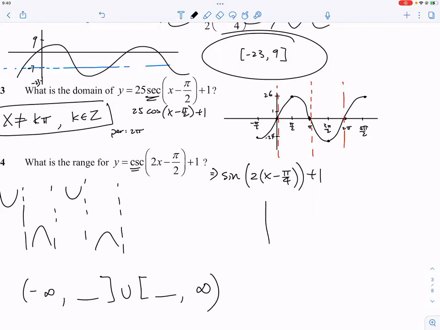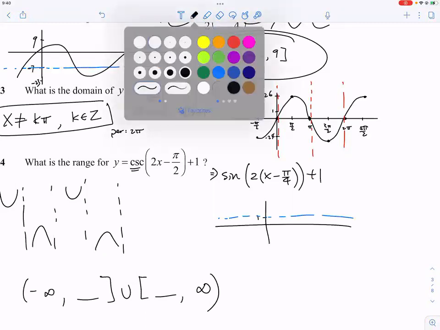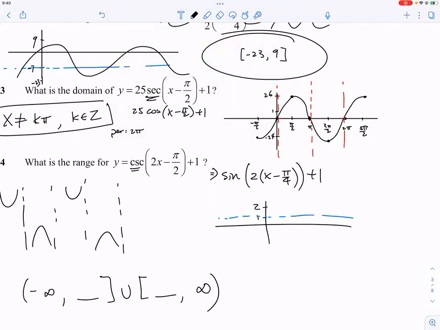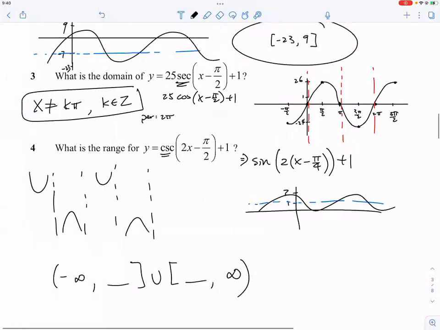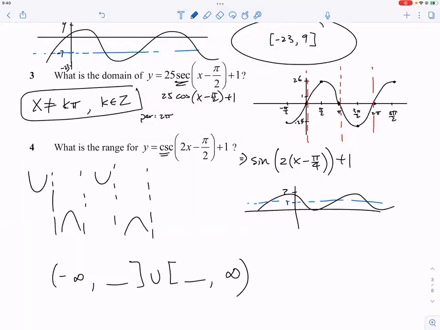So for the sine graph, we know the midline is 1, and the amplitude is also 1. So we go from 2 to 0. We know the graph is going to be something like this, bouncing between 0 and 2. And if the sine graph is bouncing between 0 and 2, then the cosecant graph would be coming from negative infinity all the way up to 0, and then from 2 to infinity.